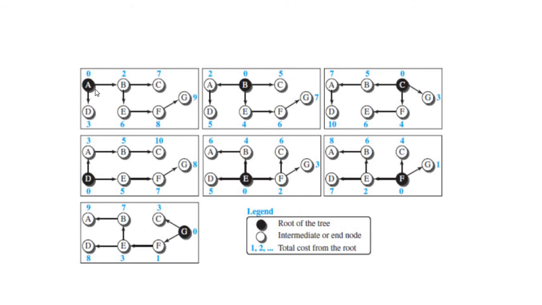For example, if you want to pass data from A to F, the path we need to assign is A to B, B to E and E to F. The total cost is: for A to B the cost is 2, and for B to E the cost is 6. So 2 plus 6 comes to 8. In this way we can form different root nodes. Here B is the source root, here C is the source root, and likewise the root node can be D, E, F and G.